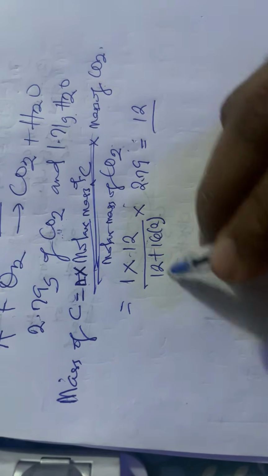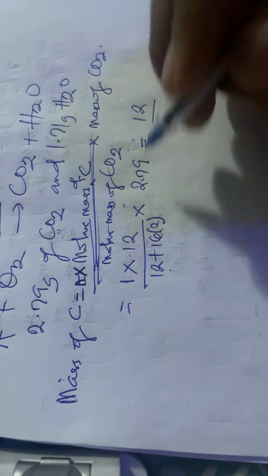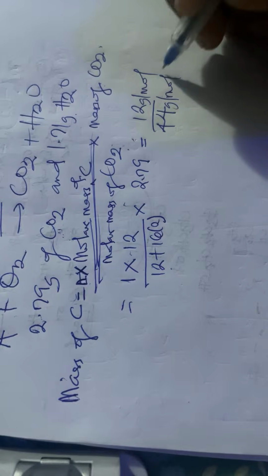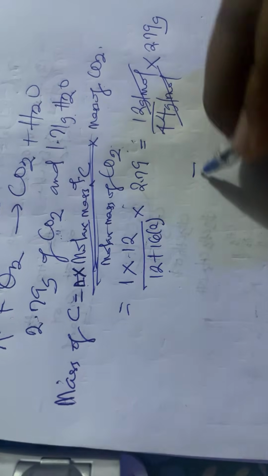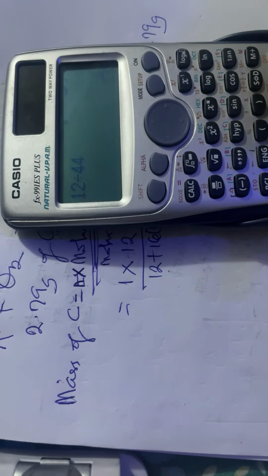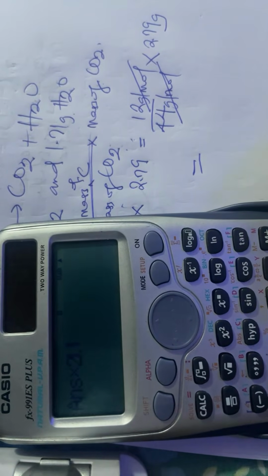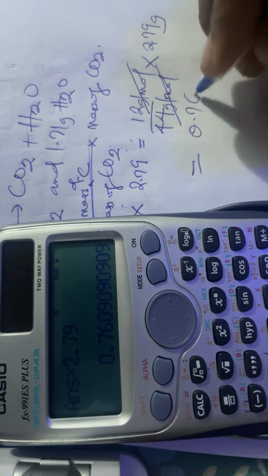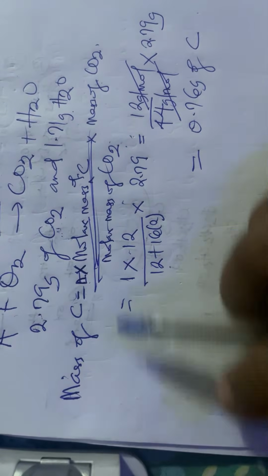So this would be equal to 12 over 16 times 2 is 32, 32 plus 12 is 44. Remember, these are in grams per mole, then multiply by 2.79 grams. Gram per mole cancels gram per mole. So we have 12 divided by 44, which gives us 0.2727. When we multiply it by 2.79, our answer will be 0.76 grams of carbon.